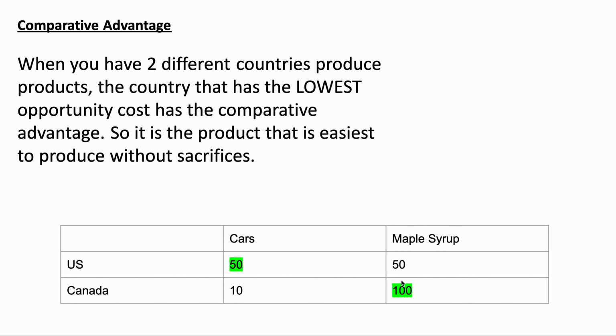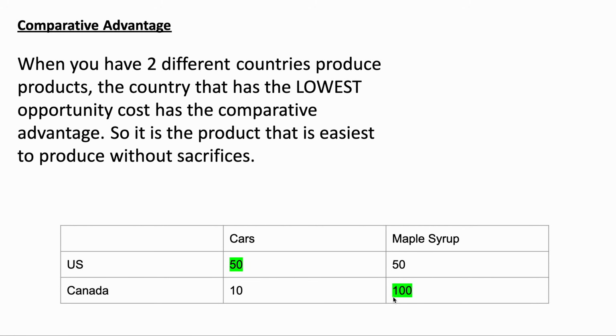Well, 10 divided by 100, and then we get 0.1. So to calculate the opportunity cost, you take the other product that the country is producing and divide it by the product we're finding. So 50 divided by 50, 100 divided by 10 to find the opportunity cost for cars in the United States and Canada.